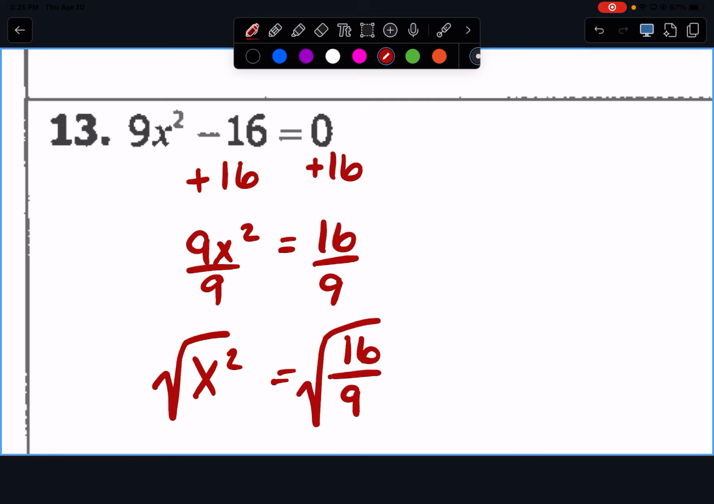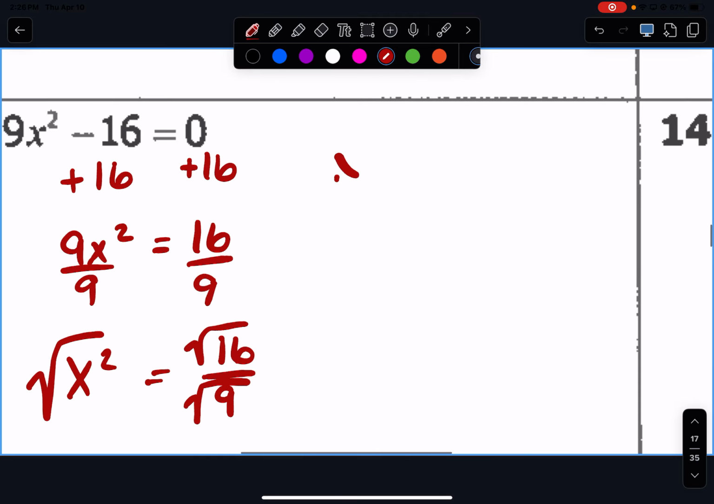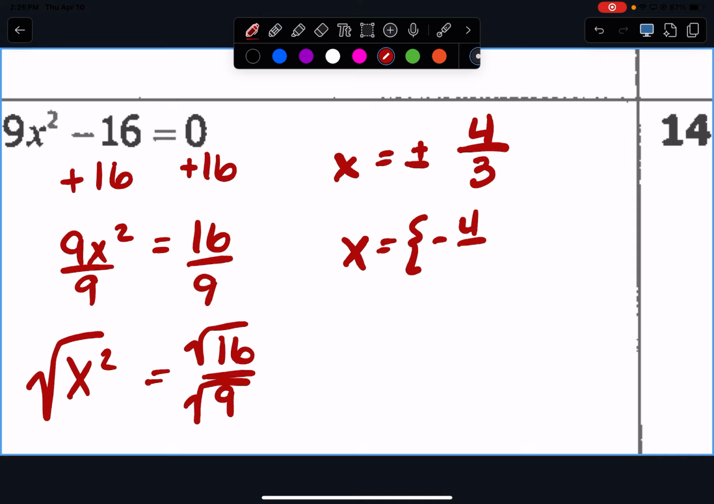So the cool thing about square roots is if I take the square root of a fraction like that, that is the same exact thing as if I was to say the square root of 16 divided by the square root of 9. So it's actually going to be positive negative. What's the square root of 16? What's the square root of 9? So we get x equals negative 4/3 and positive 4/3.